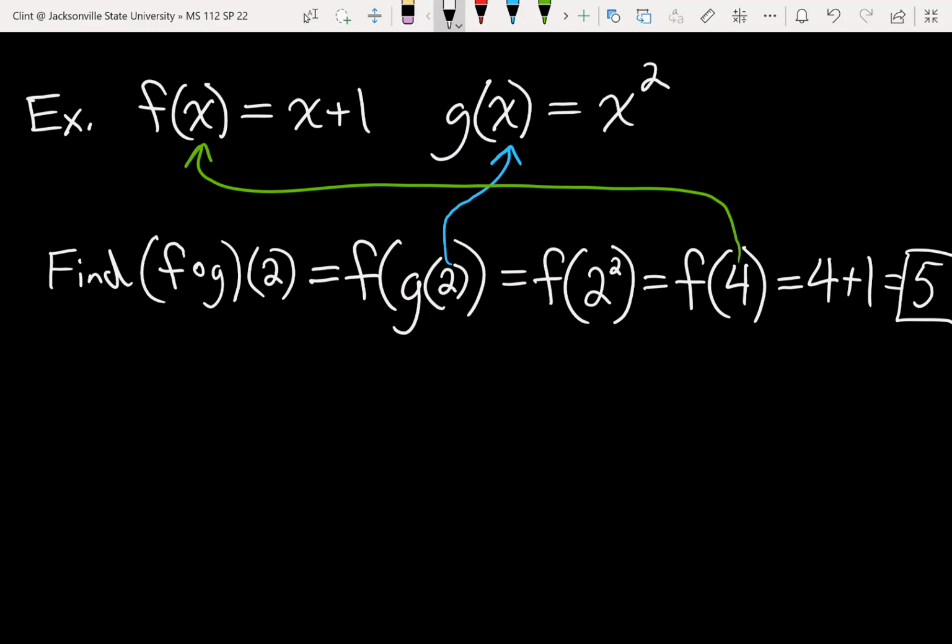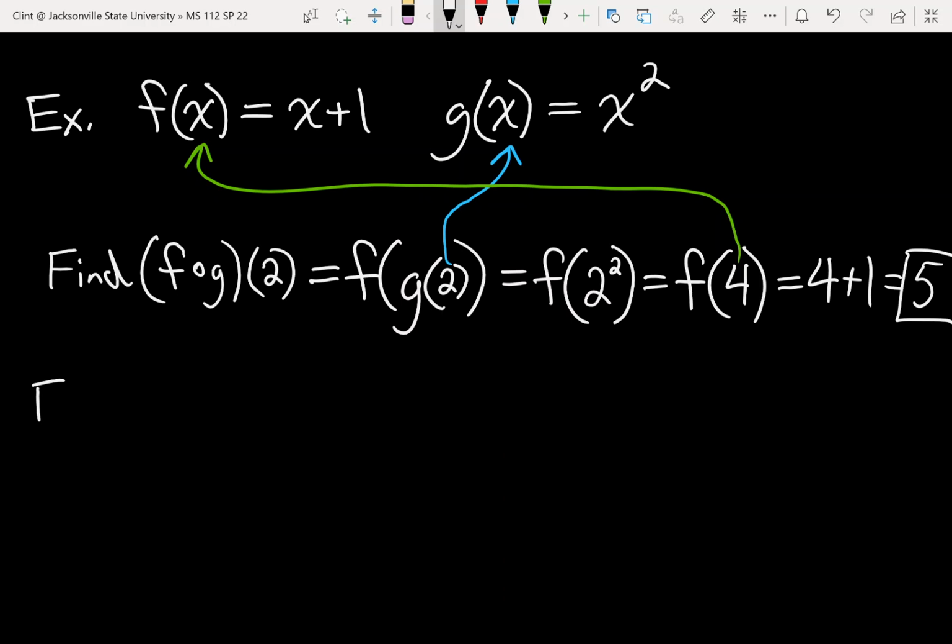So we have a chain we have to follow. We take our input, 2. First, we put it into G. When we do that, that means we square it. So 2 squared is 4. Once we know that, we take 4 and use it as our input in F. So 4 plus 1 gives us 5. Yeah, you have to do G first and then F. The one that's closest to the X or to the number, you do first. Take the output of that and plug it into the other one. That's right.